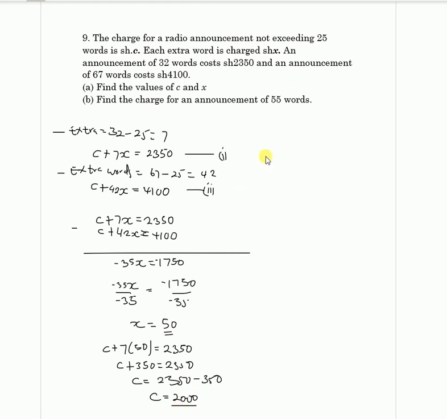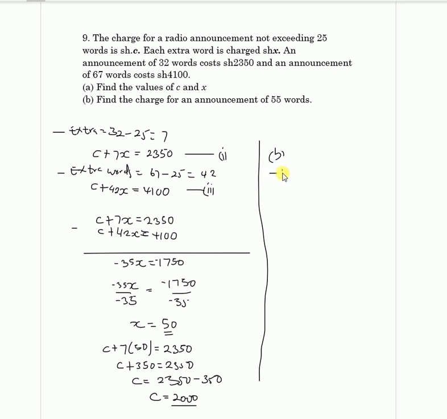So they have fixed a particular amount of money, 2,000, that for the first 25 words you pay 2,000, and then for each extra word you pay 50 shillings. So the value of X is got, and the value of C is also got. Then part B: find the charge for an announcement of 55 words.